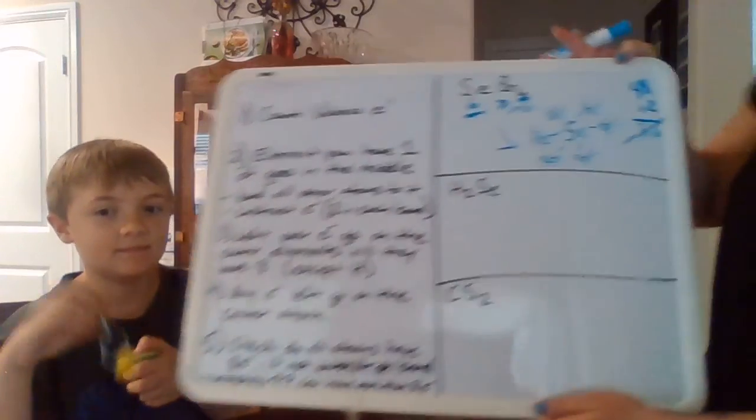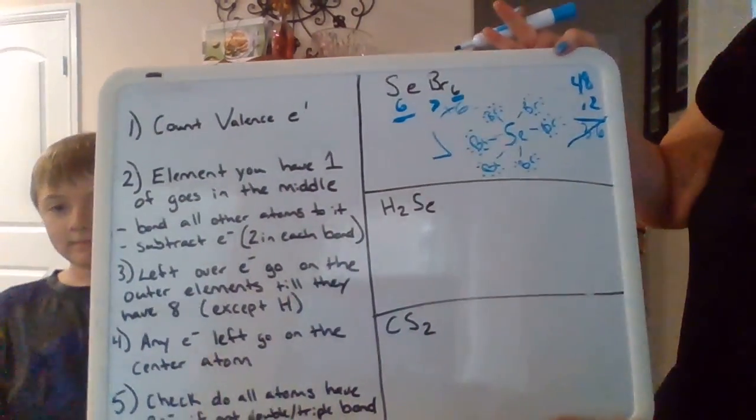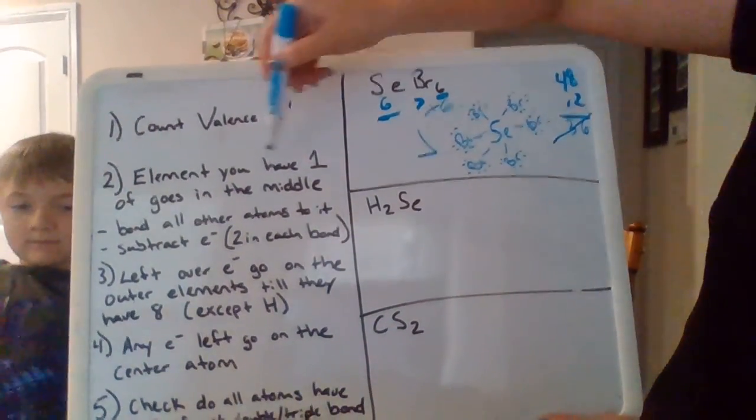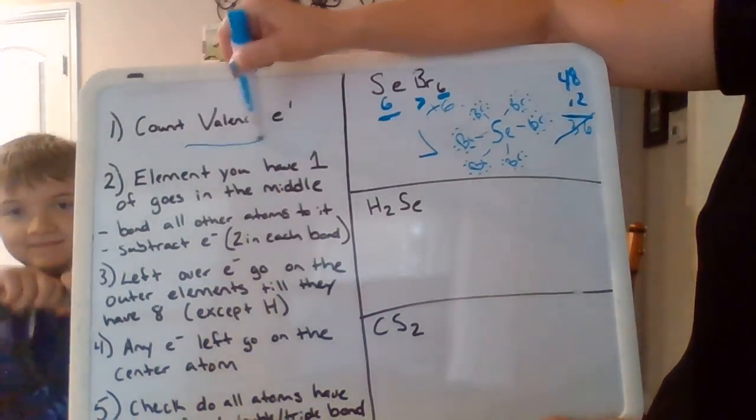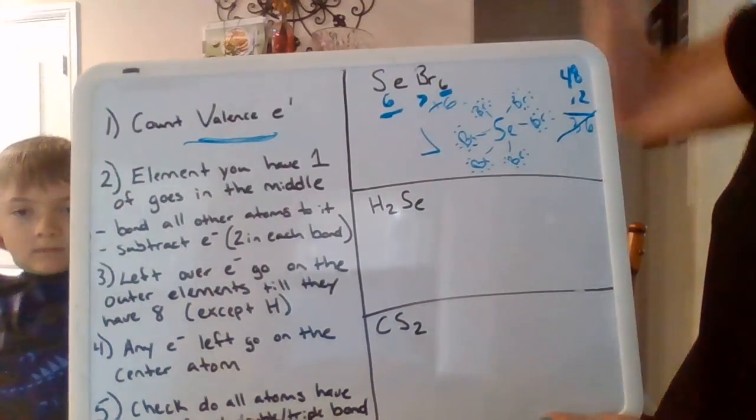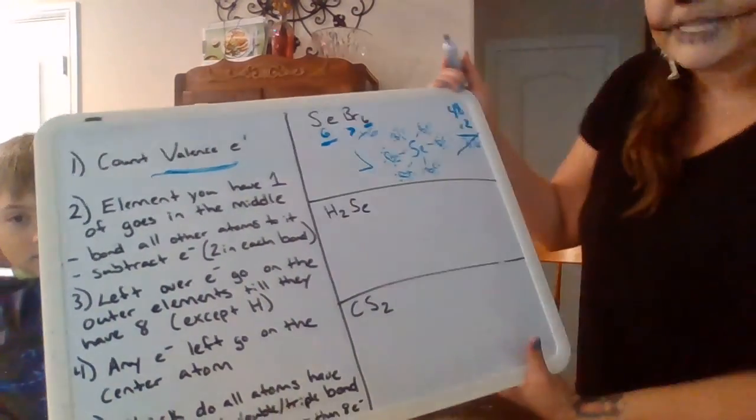So now we're gonna do the next one. Hopefully we can go a little faster now. So same thing, I start with rule number 1. Element you have, no I lied. It's always count valence electrons. I skipped it, can't skip it. That's what this all depends on.